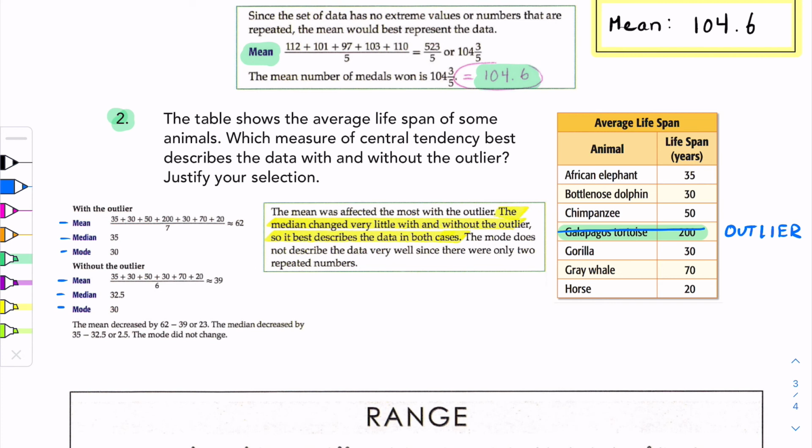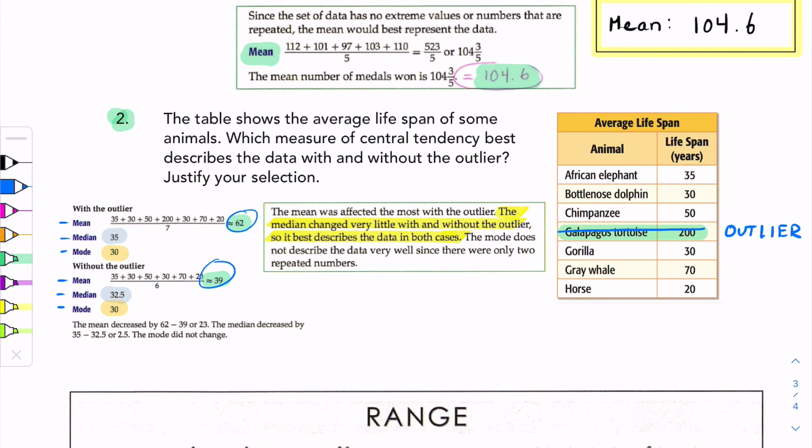Between the two values, I see that the mean was 62 with the outlier, and it was 39 without the outlier. Those are drastically different. I see that the median was 35 with the outlier and 32.5 without the outlier. So that was pretty close, not that different as far as the life expectancy. That's about 33 years versus 35 years. That's close. And the mode didn't change at all, so the mode was the same. So the biggest difference we see with the outlier is within the mean.